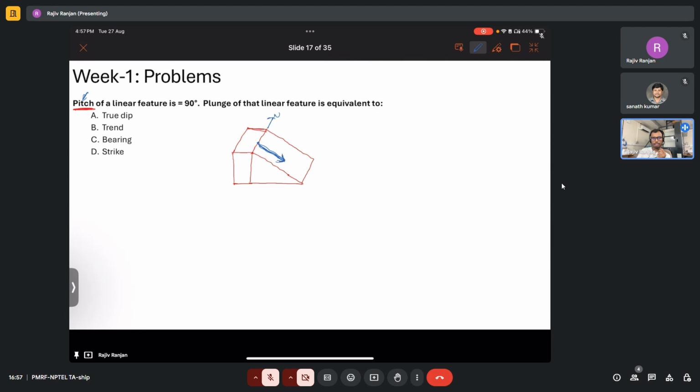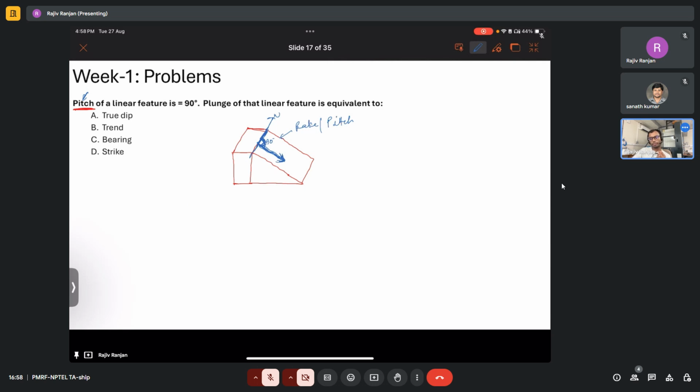I have kept some slides. I don't remember where. I have kept one slide where I will show you all these different attitudes. So the pitch is measured on the fault plane itself. So this is the angle, which is 90 degrees. So this is on the fault plane. When we measure any lineations on a fault plane, the angle between this strike and the lineation is the rake or pitch.